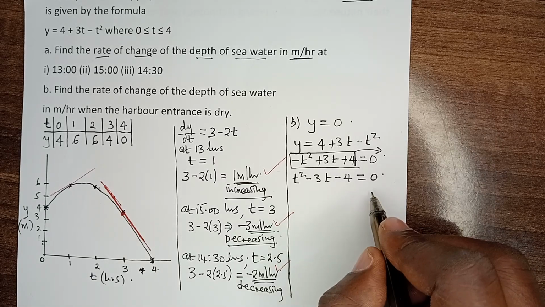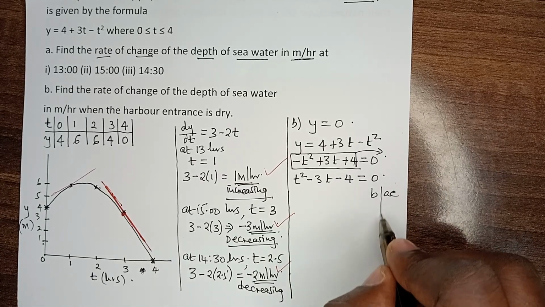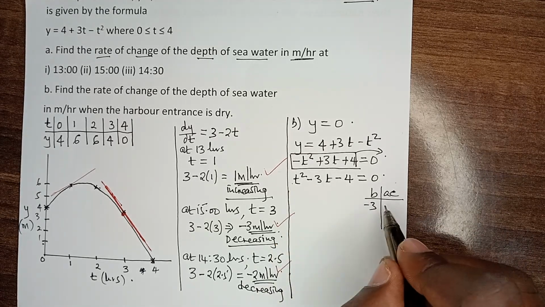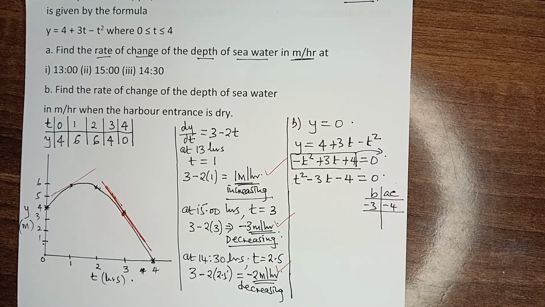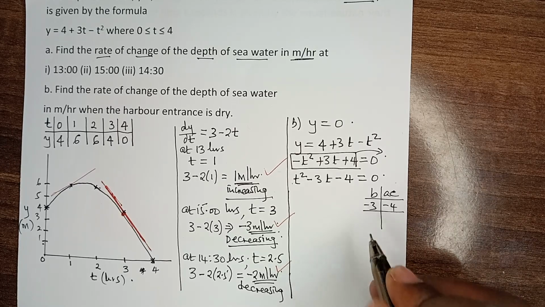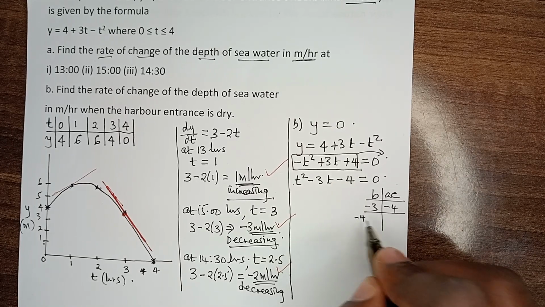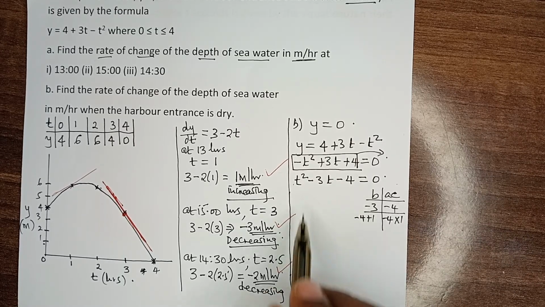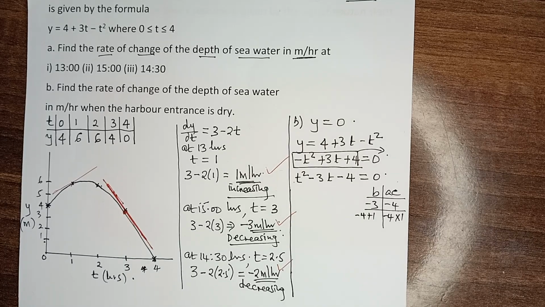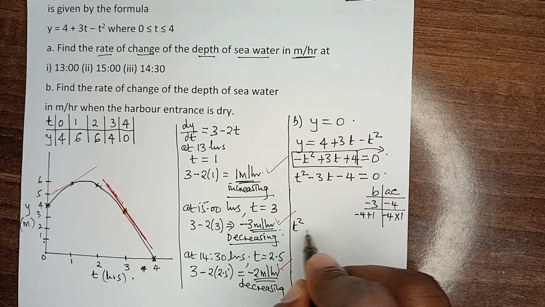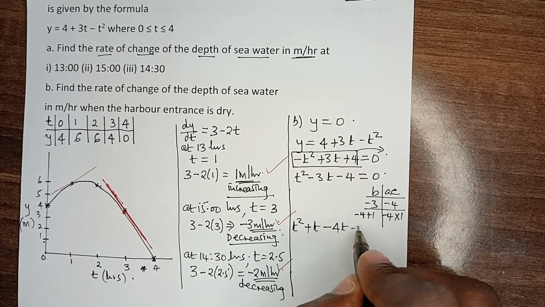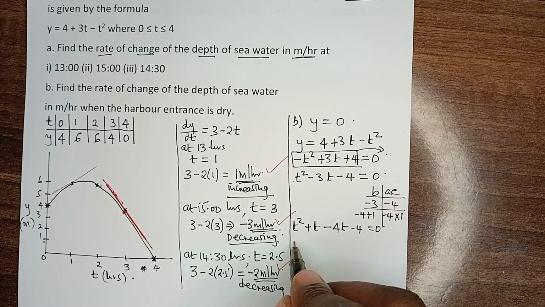Then we can easily factorize this quadratic equation. If we go by the BAC approach, our B is minus 3, our AC is minus 4. Which two numbers add to give us minus 3, and multiply to give us minus 4? This is easily minus 4 plus 1, and minus 4 times 1. So we can substitute the middle term, and we are going to have t squared plus t minus 4t minus 4 equal to 0.